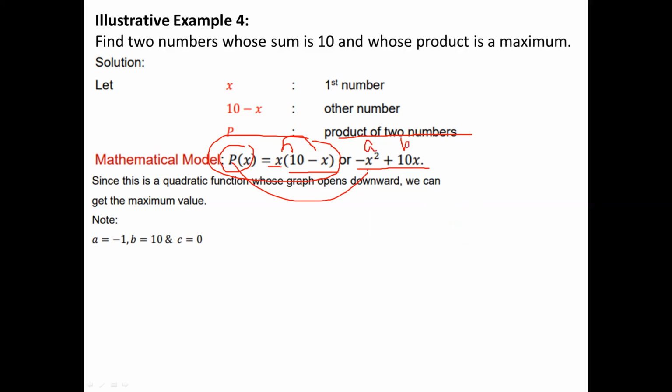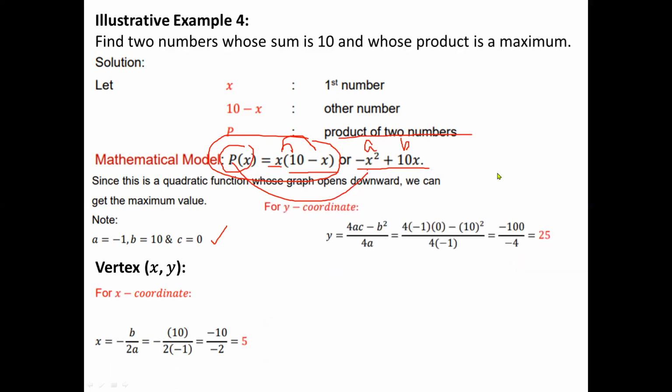Ito yung b. And then c is actually 0. Now, madali lang hanapin yung dalawang numbers dyan. Okay? Hanapin lang natin ang value ng x. And how's that? So we have to calculate for the vertex x and y. X is 5, assuming nakapag-substitute tayo sa negative b over 2a. And then y is 25. So we have 5 and 25.